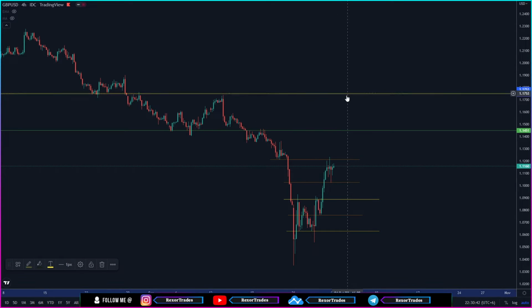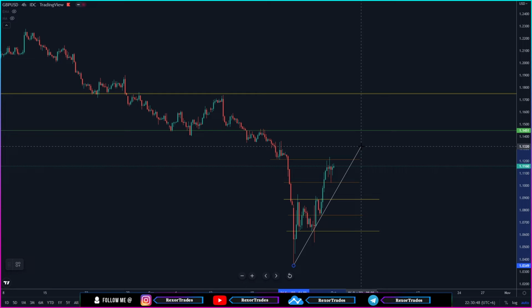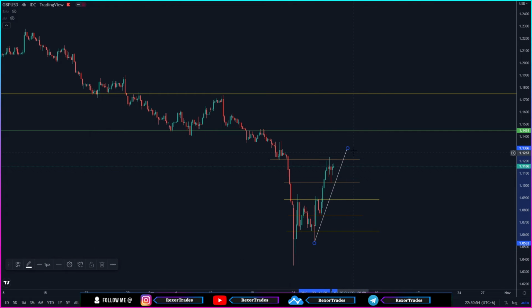up to make a retest on this key zone, while also moving in respect to a newly formed uptrend line which might look something like this with the third retest over here, or which could also look something like this, depending on how GBPUSD reacts to this low on the upcoming week or reacts to this high on the upcoming week.